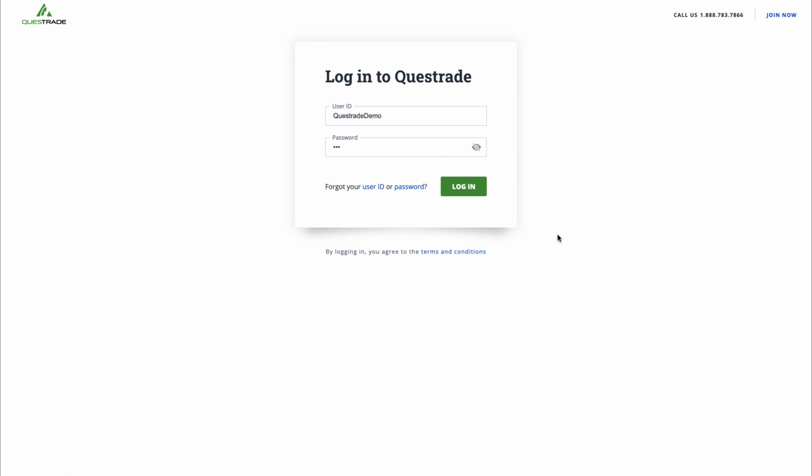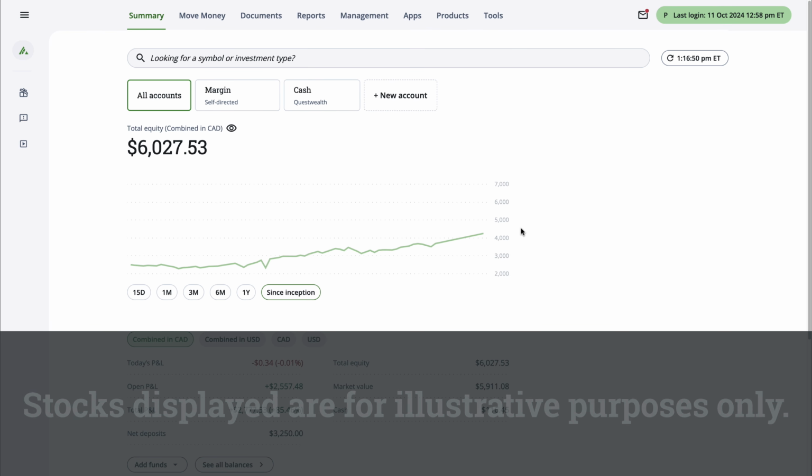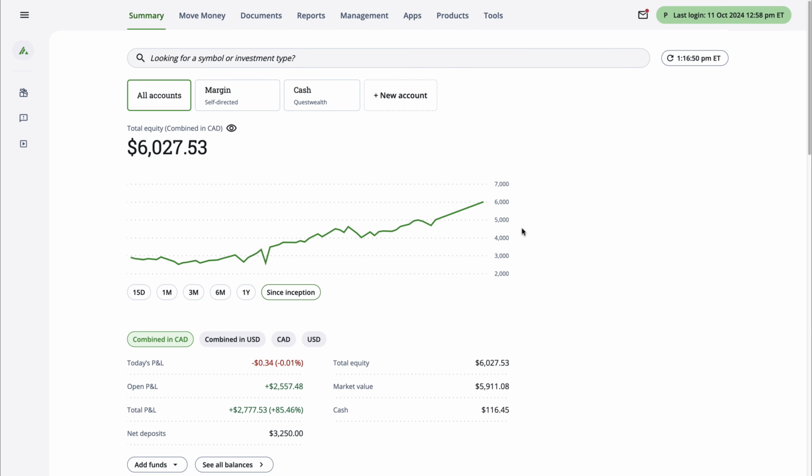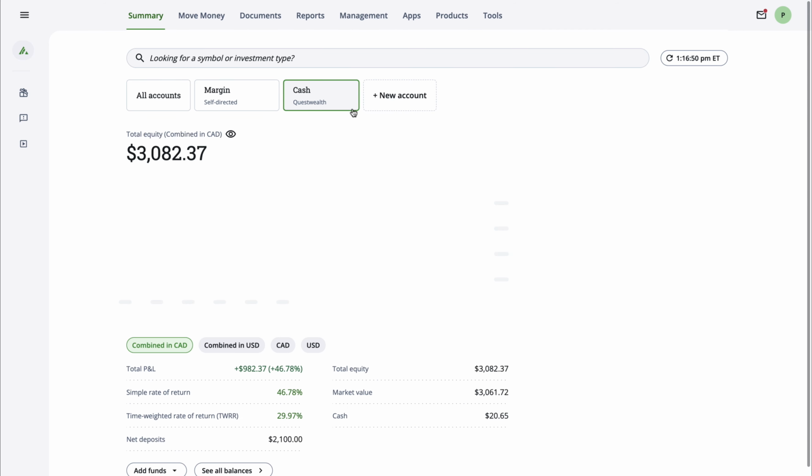To get started, go to questrade.com and log into your account. Stocks displayed are for illustrative purposes only. From the summary page, select your Questwealth account from the list near the top.